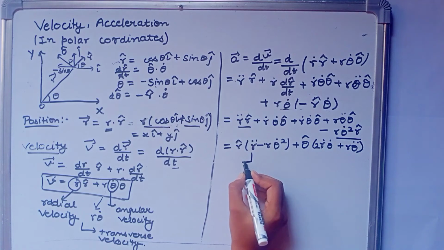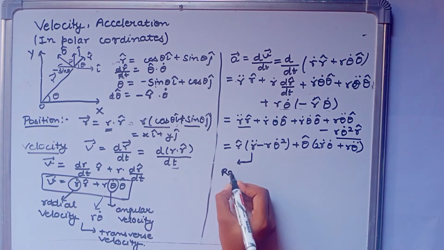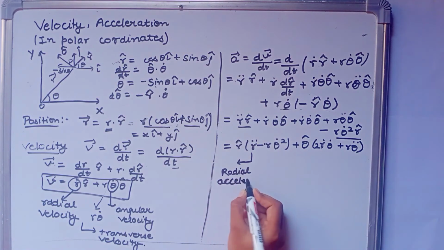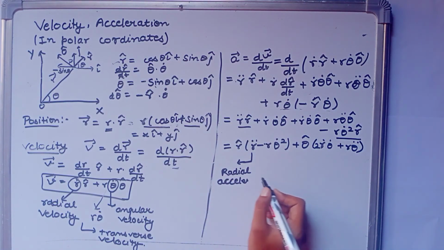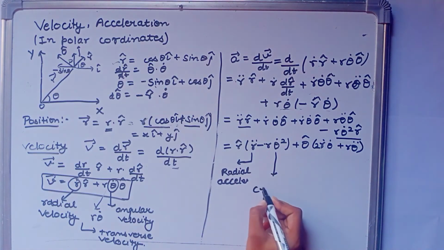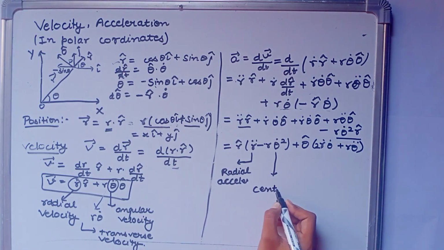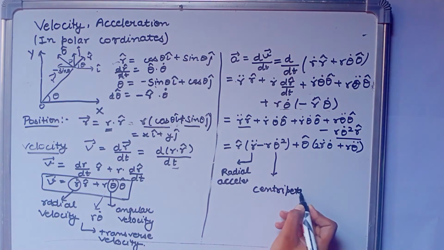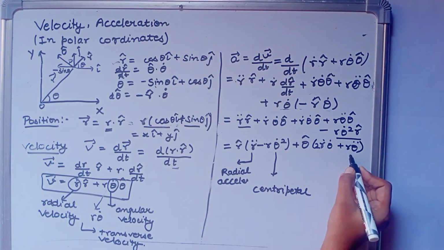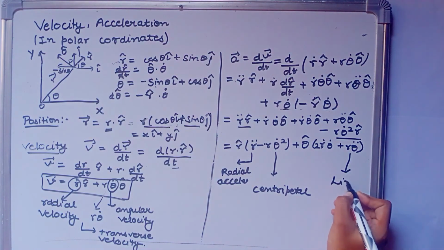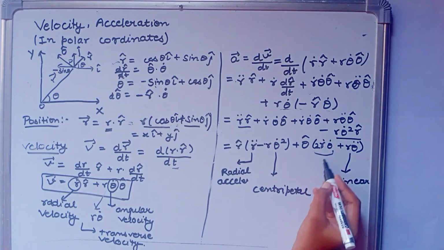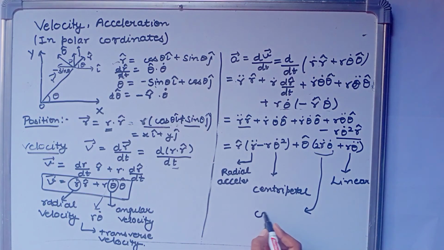This first term r double dot represents the radial acceleration, due to the change in radial speed. This r theta dot square represents centripetal acceleration. And this term r theta double dot represents linear acceleration in the tangential direction, and this term 2 r dot theta dot represents Coriolis acceleration.